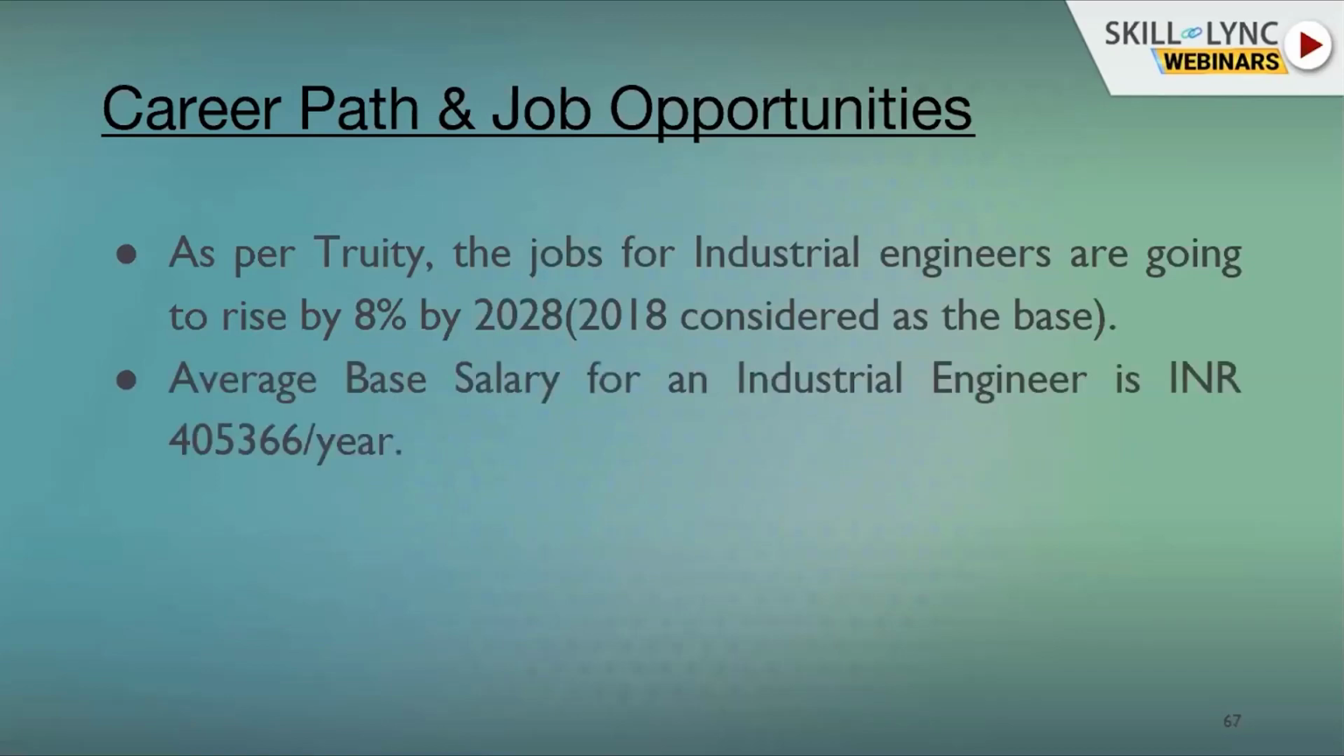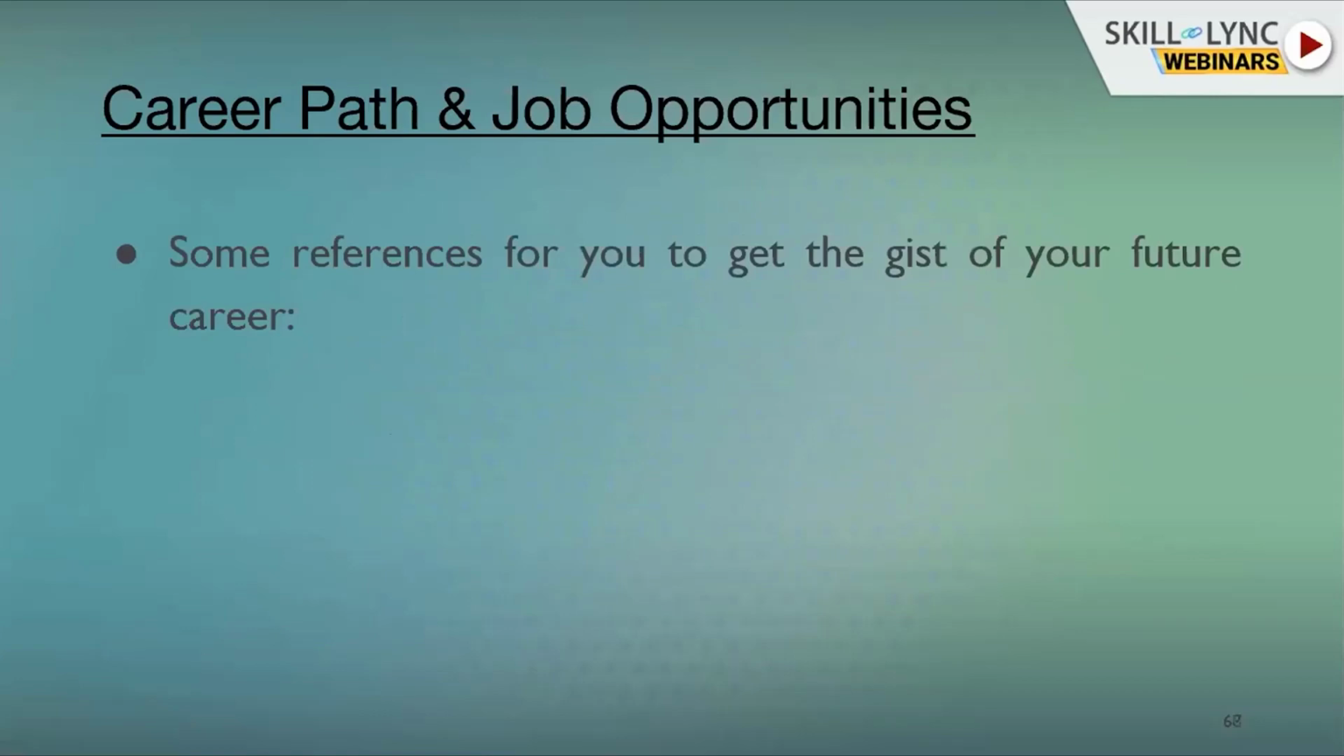The average base salary for an industrial engineer is 4 lakh 5,366 per year. This is just averaged out. You might get a bit less, you might get a bit more, but I'll reiterate, at the start, don't look at your salary. At the start, look at your learning. You will rise very fast. I'm telling you. Let me assure you again.